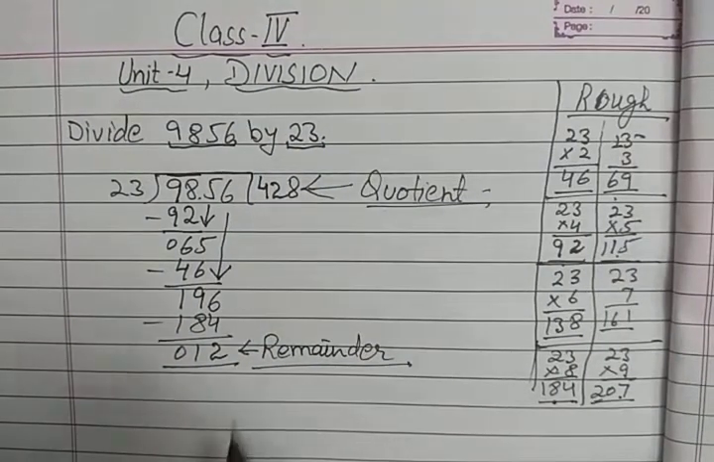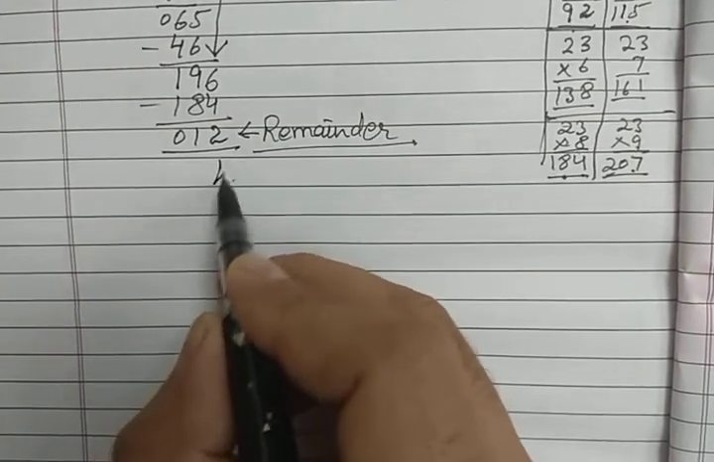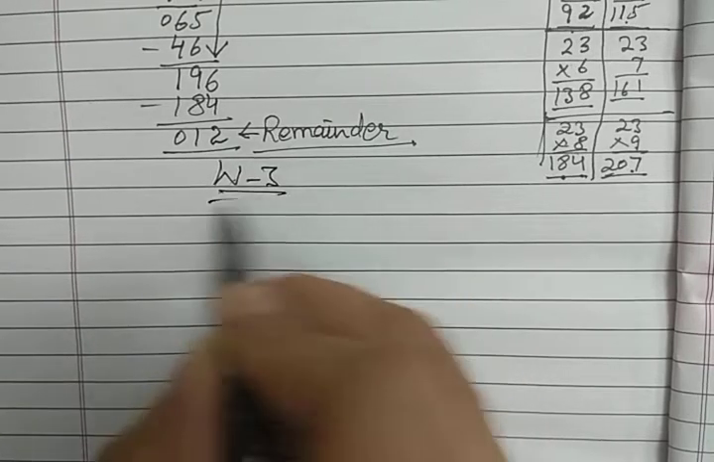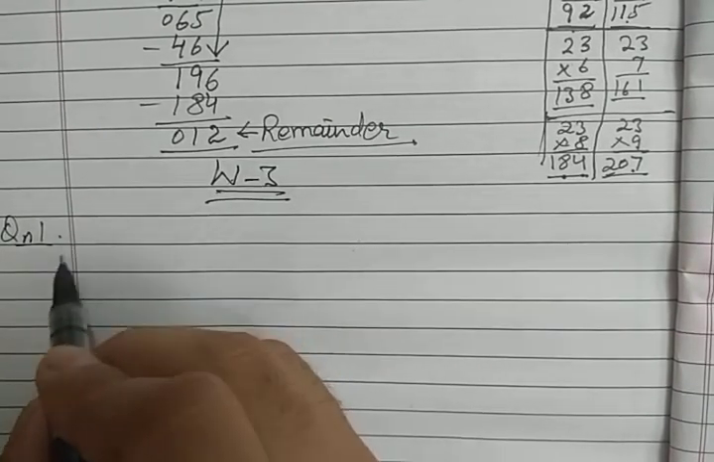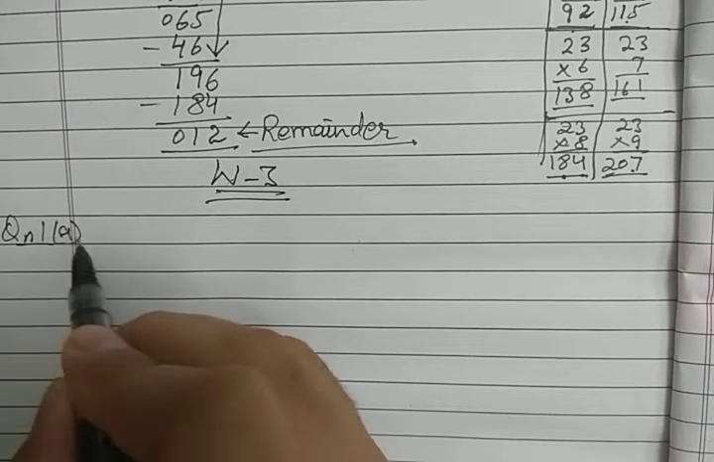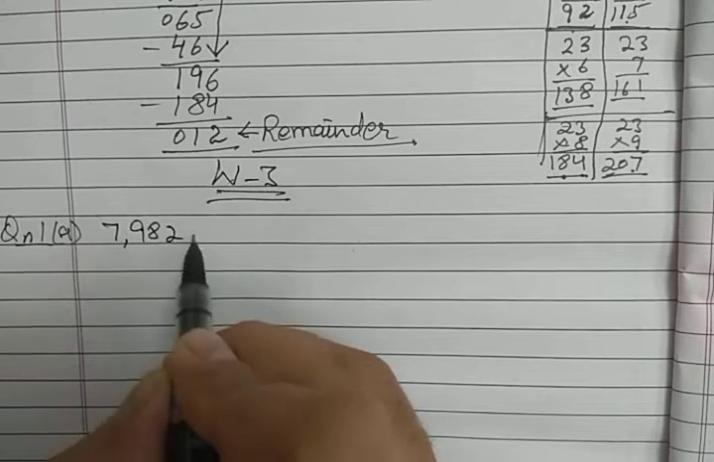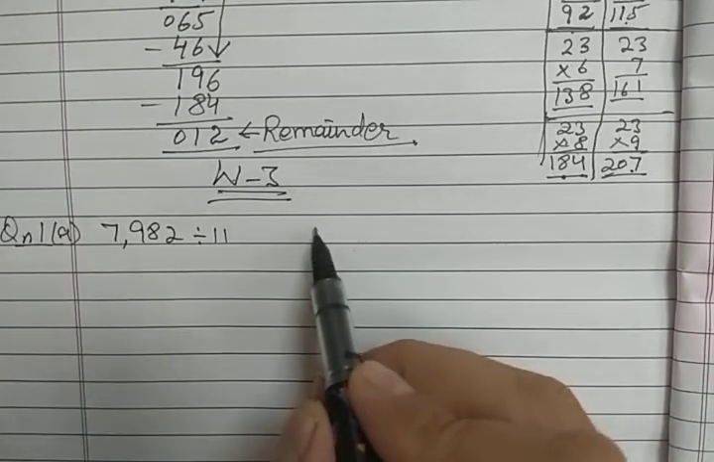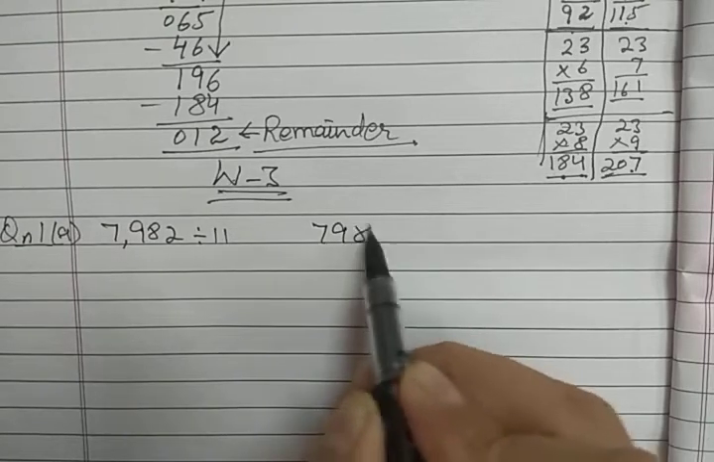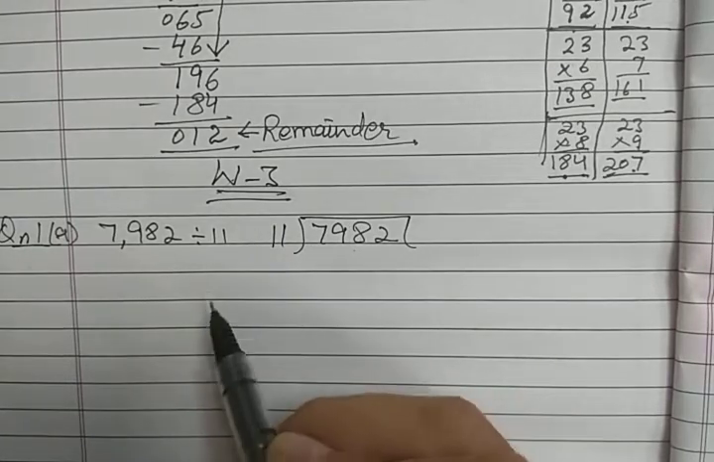7,982. So we'll start with worksheet number 3. Now here is question number 1, A part. You have to divide 7,982 divided by 11. So let us divide it. 7,982 divided by 11.